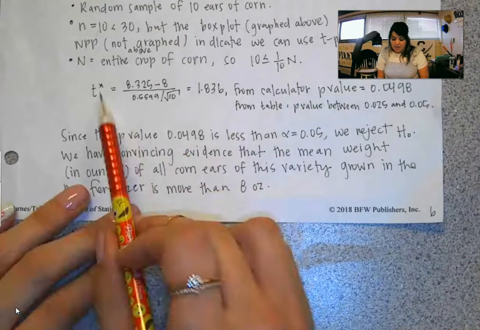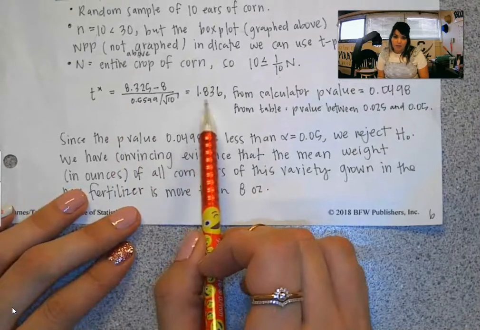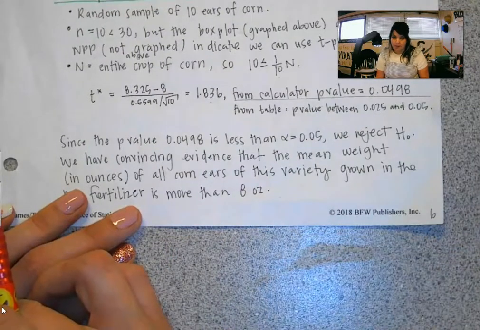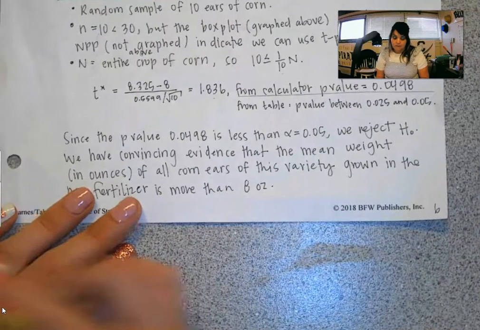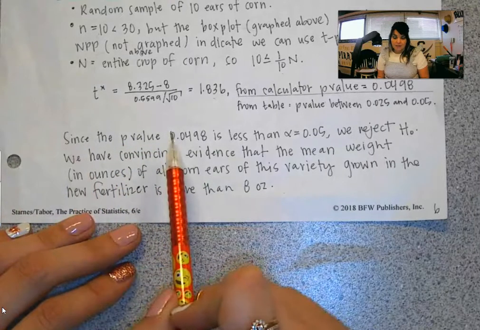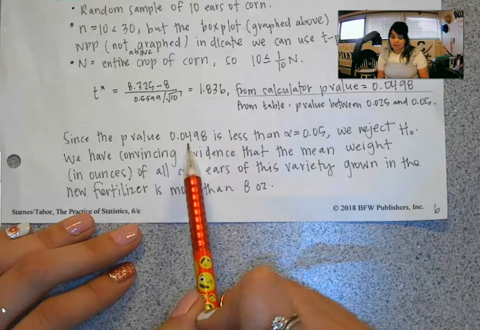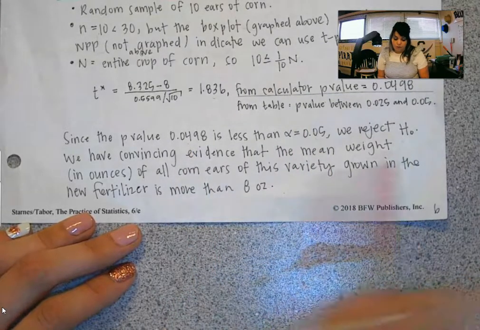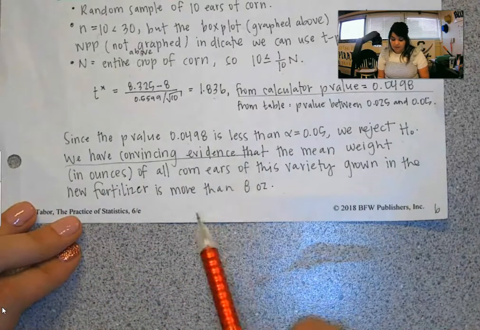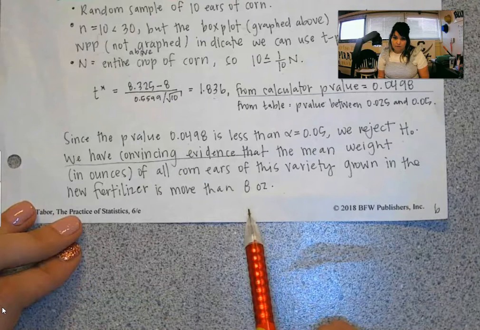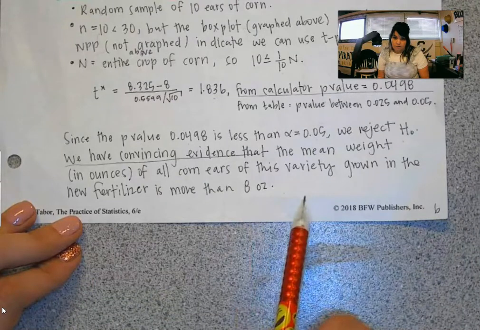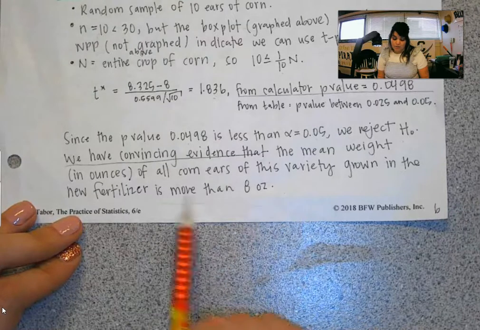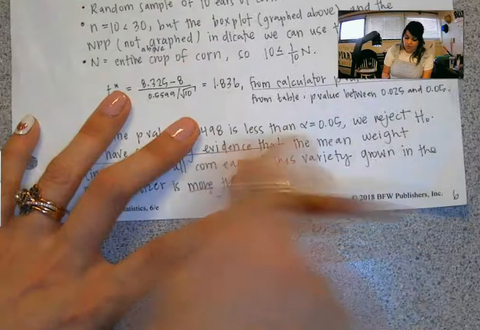I used my calculator and got a T critical of 1.836. From the calculator, my p-value was about 5%. And then my final statement. Since my p-value is less than, and it's just barely less than, but it is less than your alpha, you reject the null. We have convincing evidence that the mean weight of all corn is more than 8 ounces. Sorry, I was making sure that my conclusion was correct.